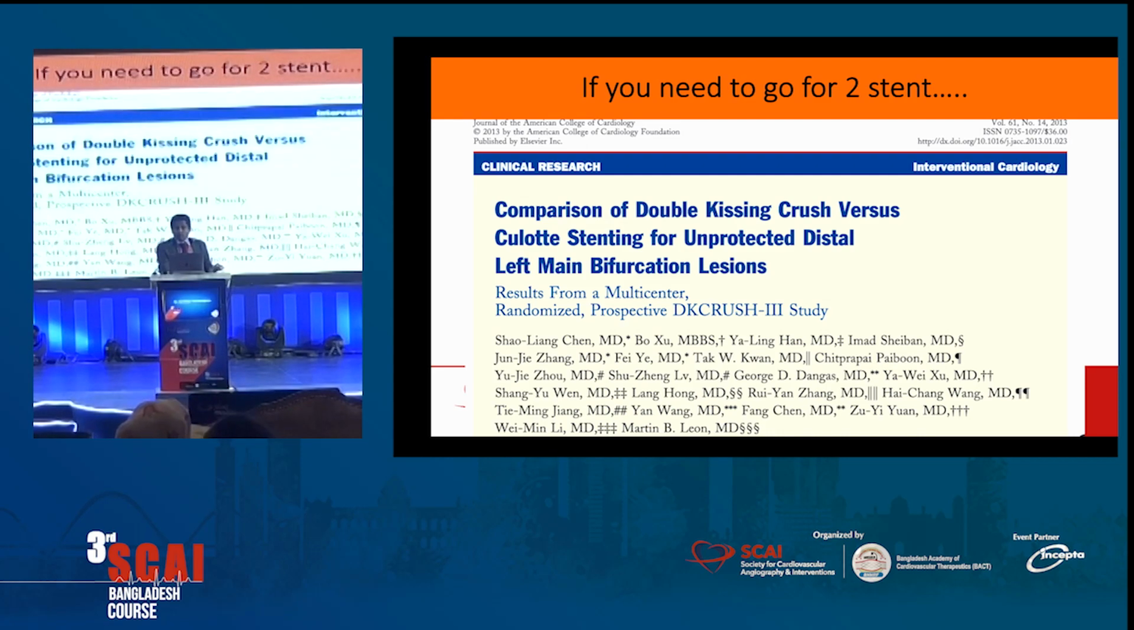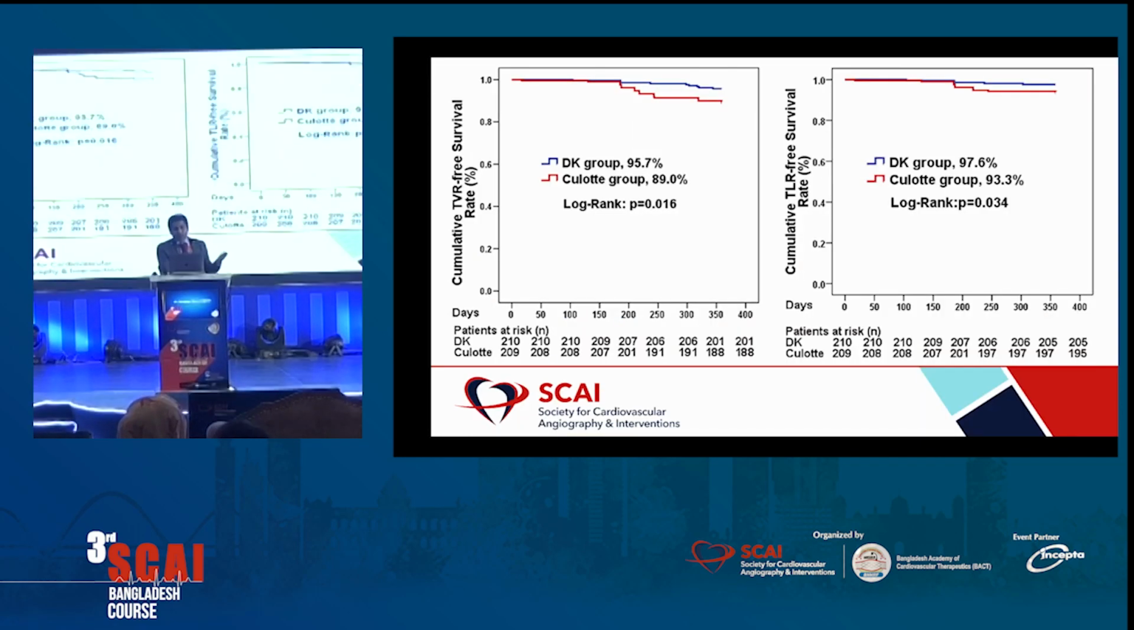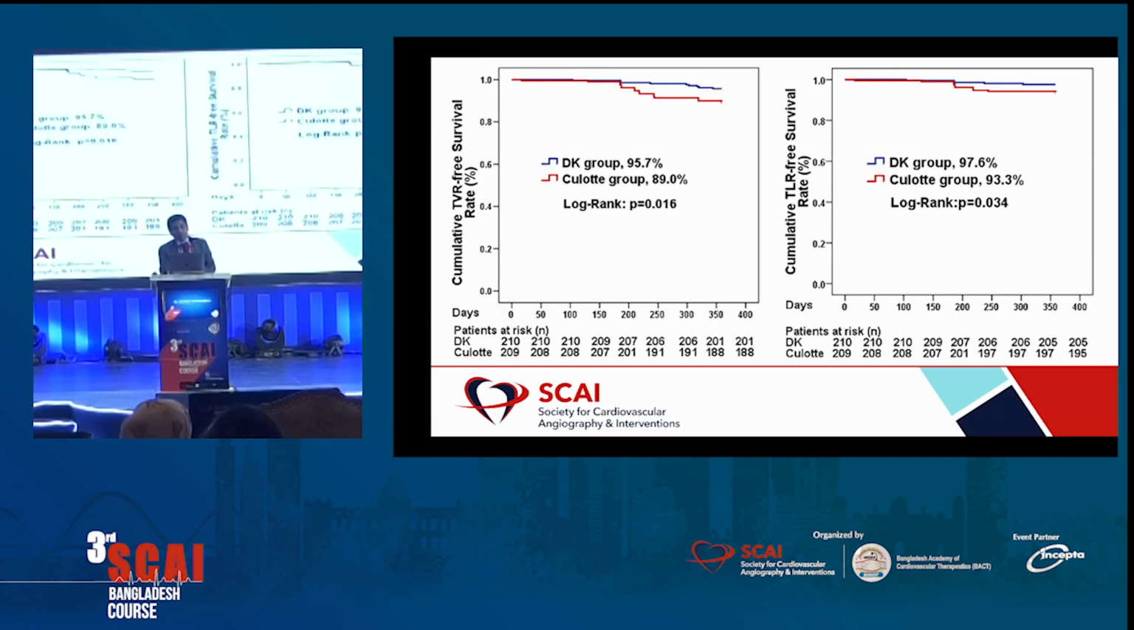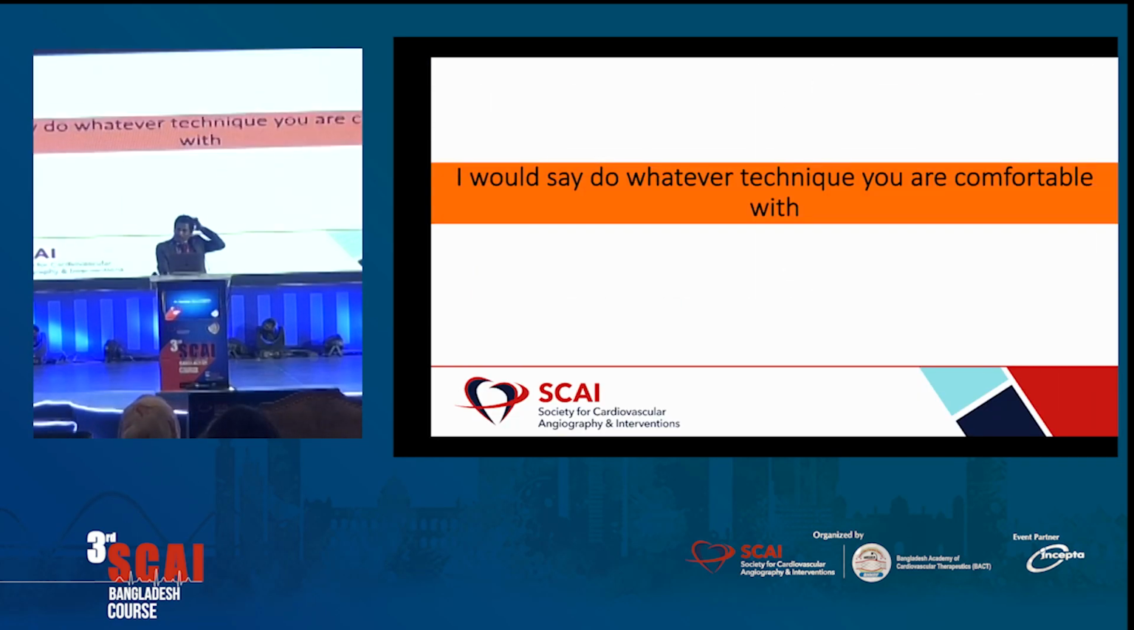But if you need to go for two stents, I think the current recommendation is that DK crush is better than Culotte or any other stenting. This has been published by the DK crush group in DK crush 3, suggesting that DK crush is better than Culotte. But I would say whatever technique you're comfortable with, just do it, whether it's TAP, Culotte or DK crush. My preferred strategy is DK crush or TAP.